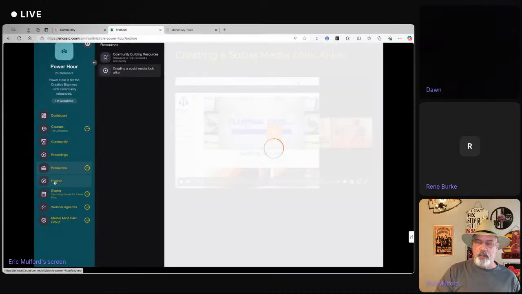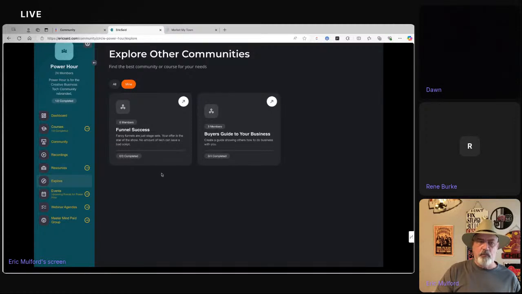The explore area. This is intended to subtly remind people of things that are available.